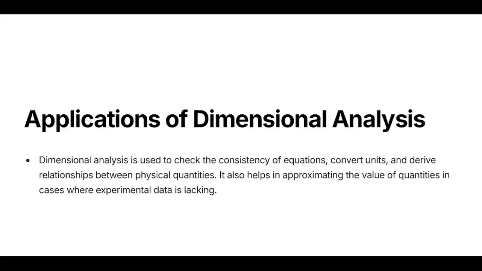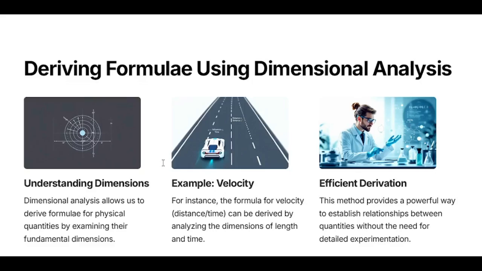Another application of dimensional analysis is to derive relationships between physical quantities. As I was saying, when you have A plus B plus C, because they are added together, they have a relationship and their units are definitely going to be the same. Even if A is not looking like B and C is not looking like A, because they have the same unit, we can say that there's a relationship between them. It also helps in approximating the values of quantities in cases where experimental data are lacking. So now let's move on to the next slide.